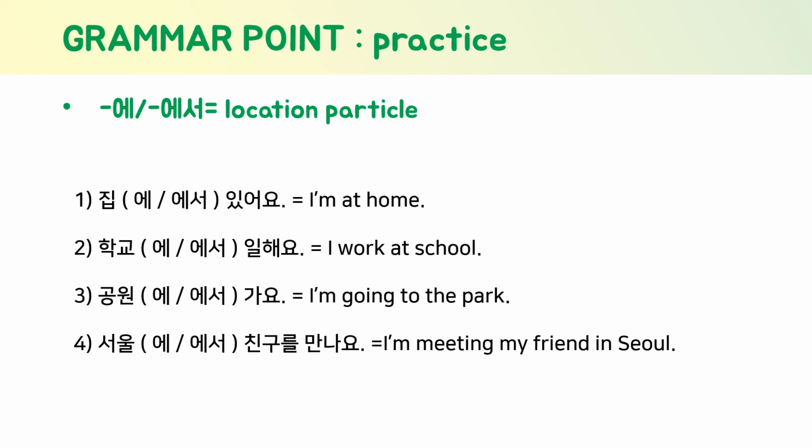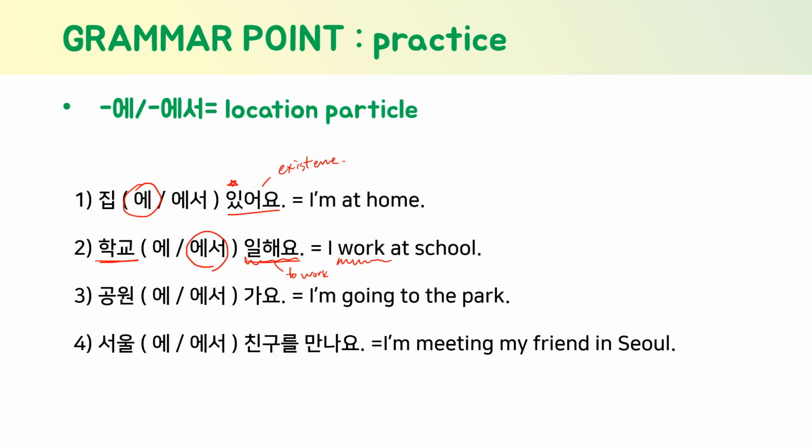So let's practice. Number 1, I am at home. 집 있어요, showing existence. So which one, 에 or 에서? 집에 있어요. Good. Number 2, 학교 일해요. I work at school. There is an action verb, 일해요, to work. Where is the action taking place? At the school. So which one? 에서, 학교에서 일해요.